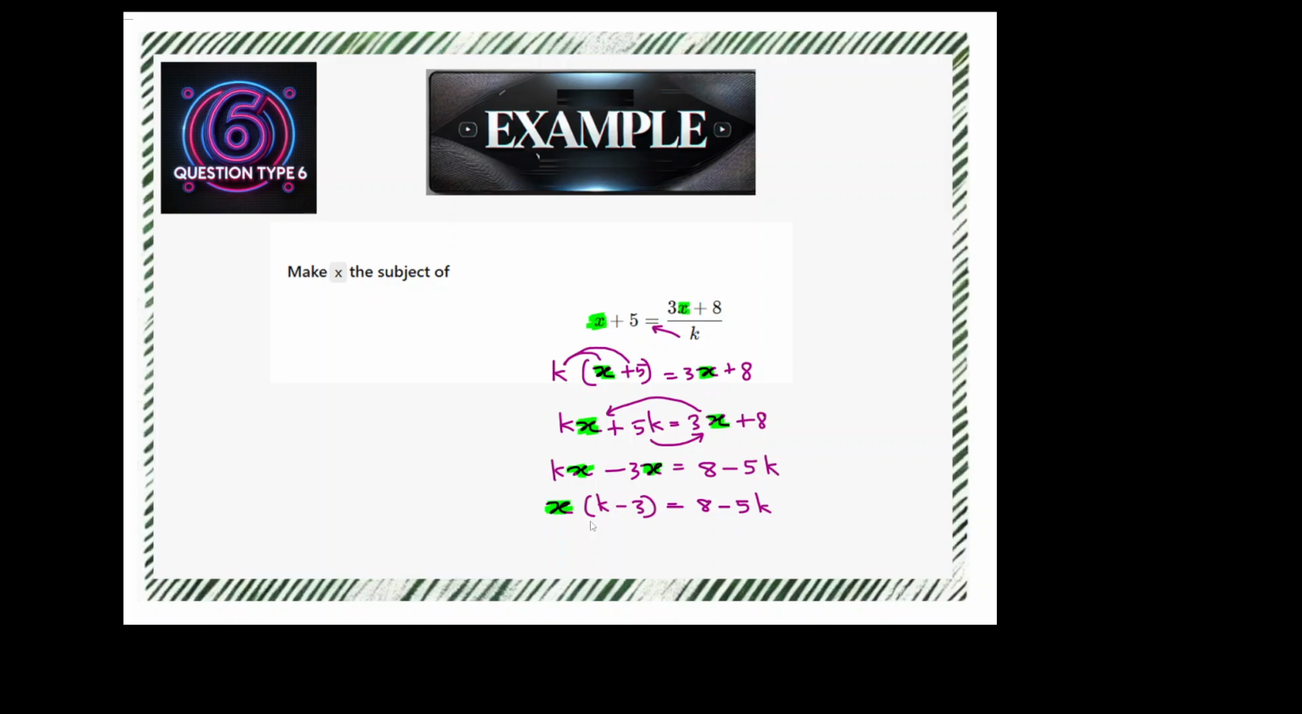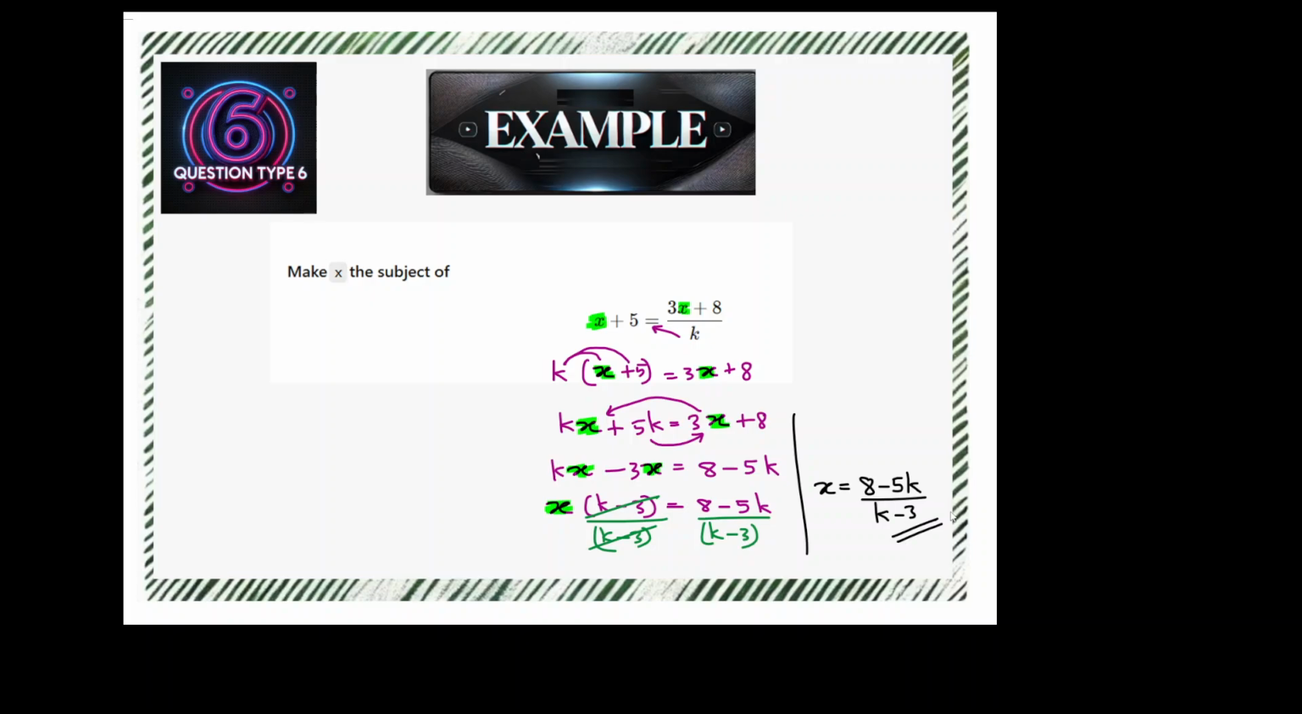I don't need this k minus 3 on this side, so let's divide both sides by k take away 3. These two get cancelled out. Then I get my final answer. x is equal to 8 minus 5k over k minus 3. Done. So there are so many exam style questions.